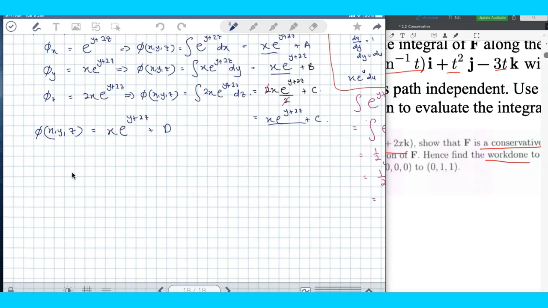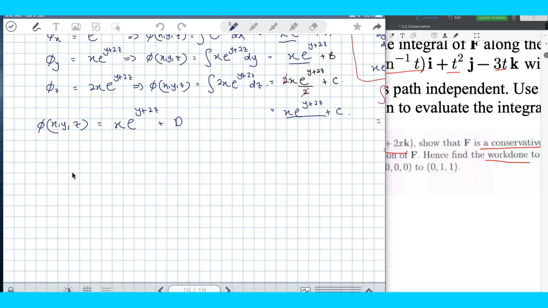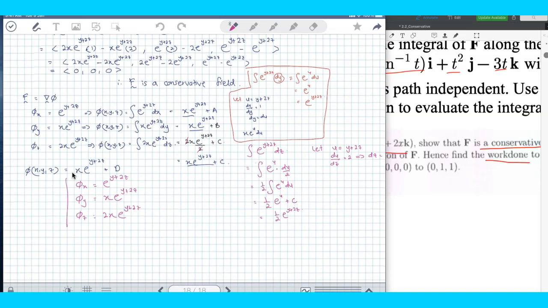So you can check whether your answer is correct or not by finding the partial derivatives back. Phi x, you will only have e^(y+2z), and phi y, you have x e^(y+2z). Phi z, you have 2x e^(y+2z), and it is the same. This is for checking only, okay? You don't need to provide it in your calculation, just for your own satisfaction.